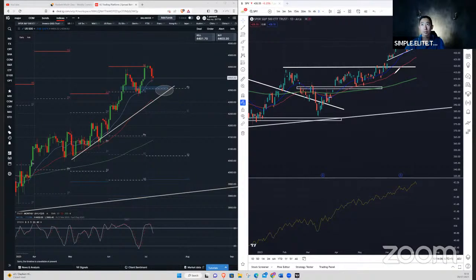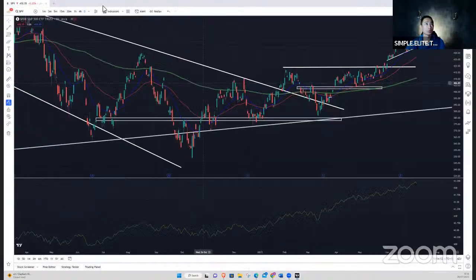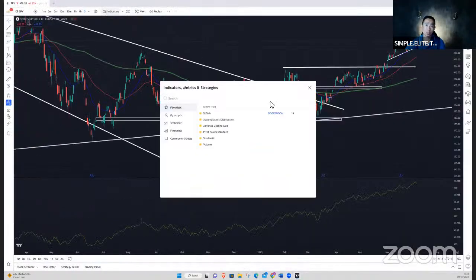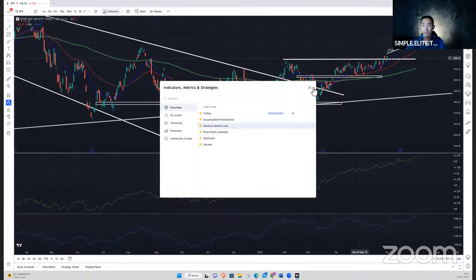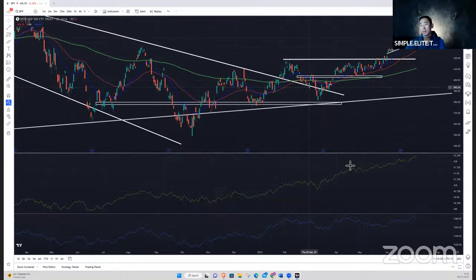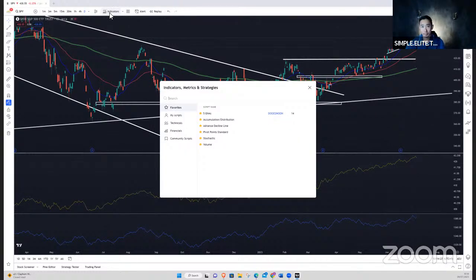I'll open up the TradingView chart. I just want you to focus on two of the indicators we talk about, which later on I will go into in a bit more detail. This is just the planning. The yellow line at the bottom is called accumulation distribution. So the indicator right here, the second one, is accumulation distribution. The blue line is called advance decline line.